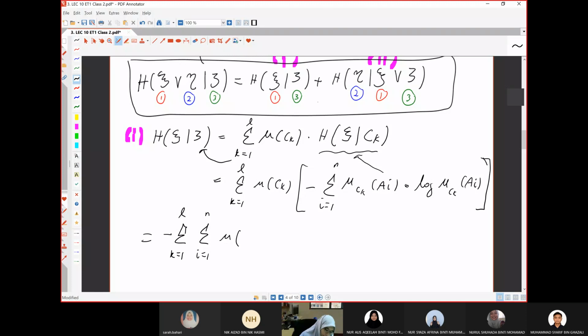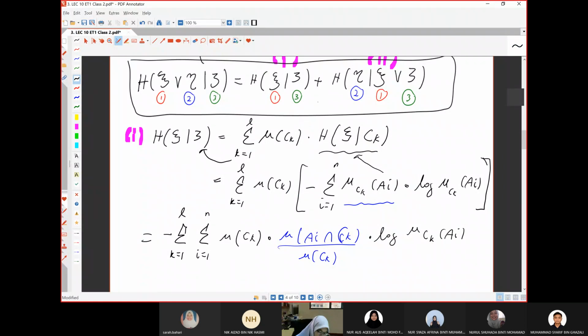So here you have mu Ck, multiplied with, what is this formula here? This is mu of Ai intersect Ck over mu Ck, correct? And multiply with log, again the same, log mu. Here I use this one first. I don't simplify any further.